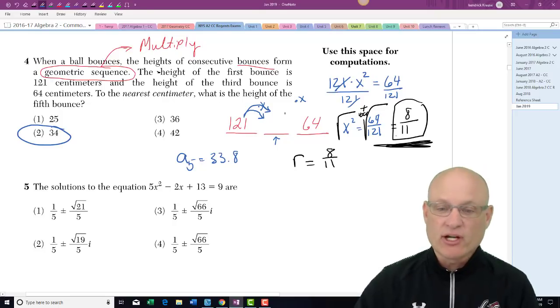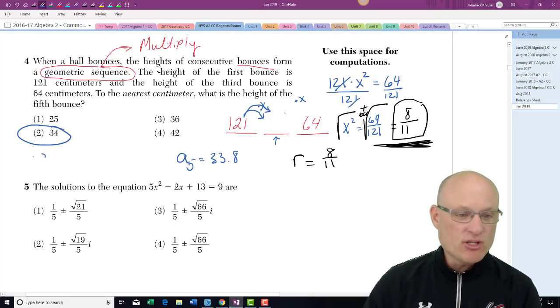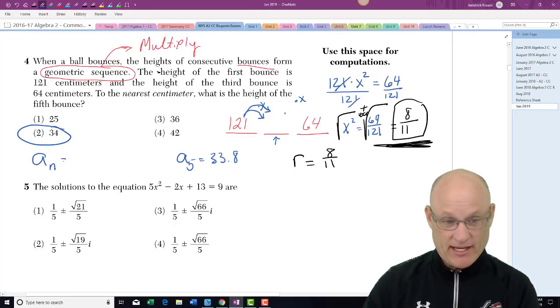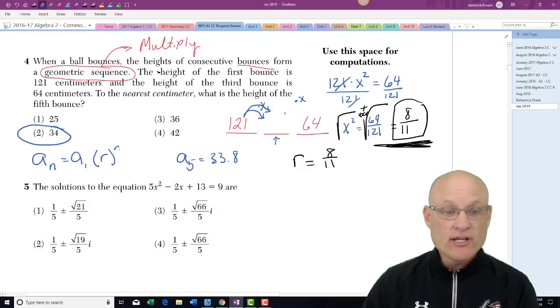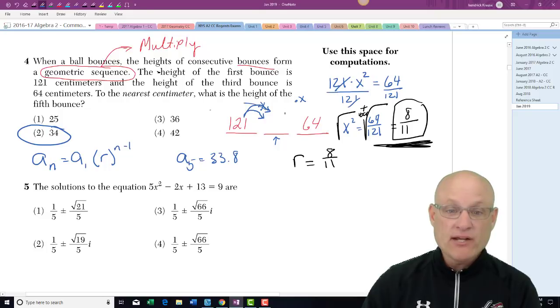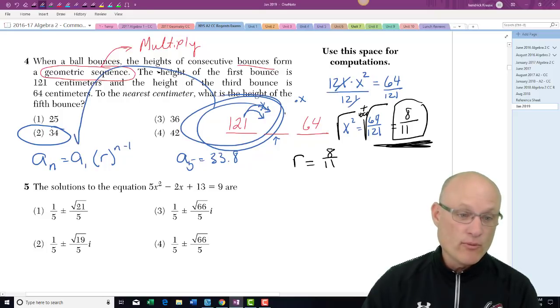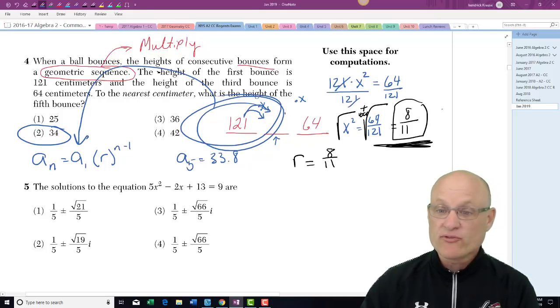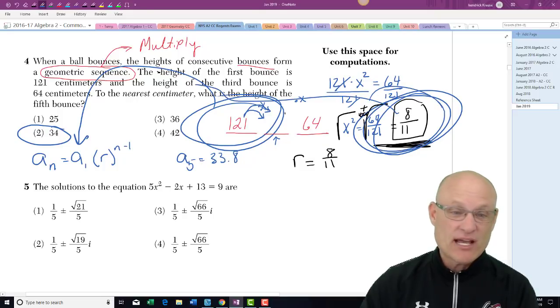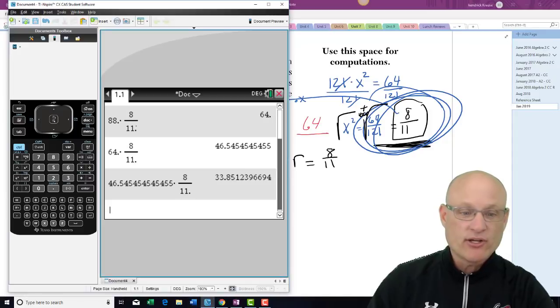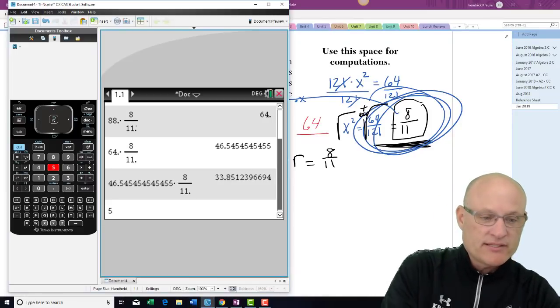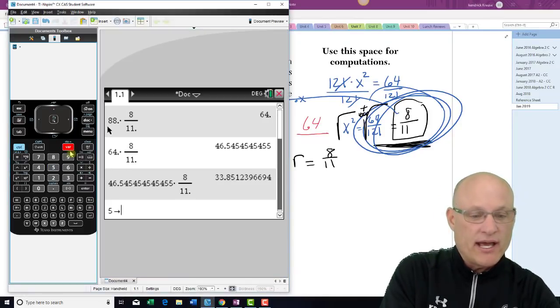Now, I could have also done it this way. I could have used that geometric sequence formula, which says a sub n equals a sub 1 r to the n minus 1. Now, remember, a sub 1 is your first term. Boom, there it is. R was this value that you had to find. You still have to find this r value. And then I can just come over to my calculator and say, okay, I want the fifth term. So I'm going to take 5 and store it into n.